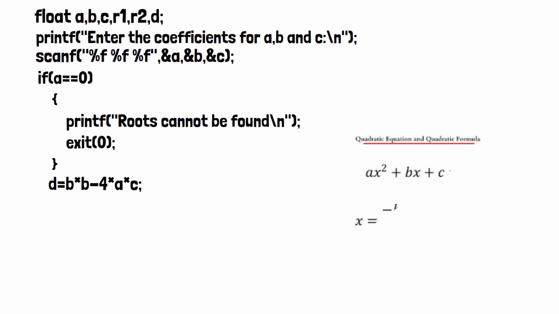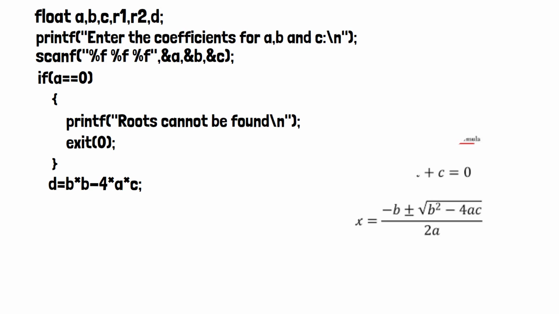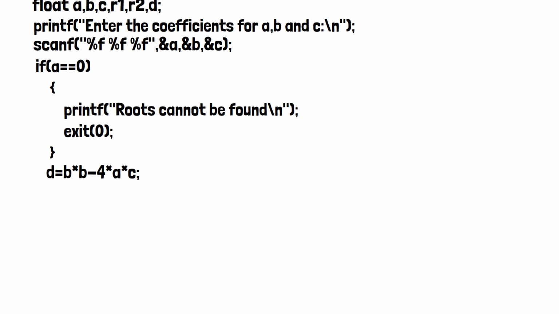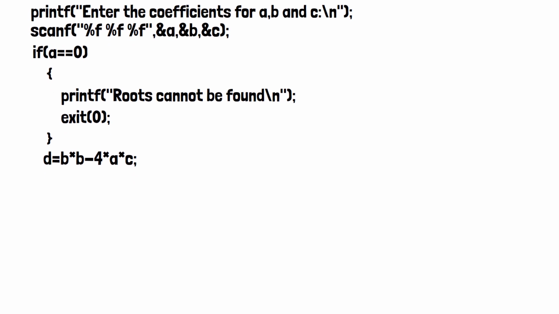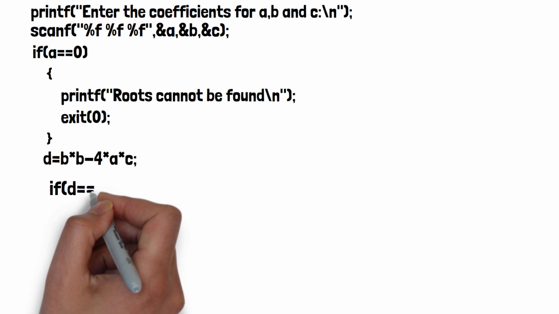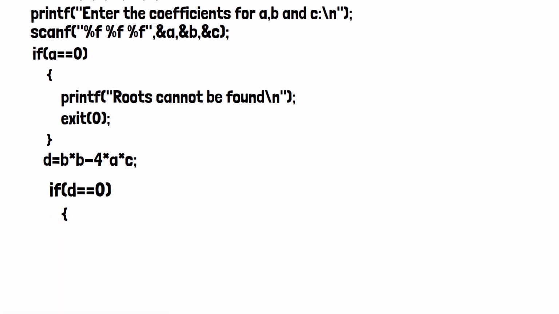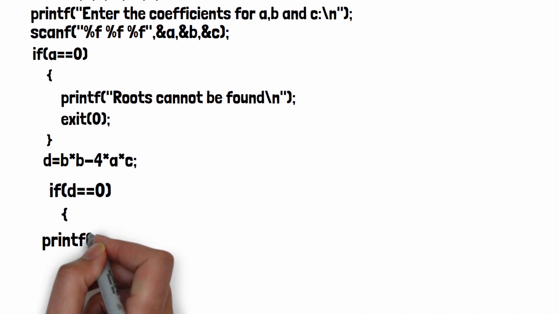Now we know that to calculate the roots of a quadratic equation, we have a standard formula, that is minus B plus or minus root of B square minus 4AC, divided by 2A. So whatever is inside the root, that is B square minus 4AC, we are calculating it separately and we are storing that value in D. Next, we are checking if the value of D is 0. If the value of D is 0, that means root of zero.